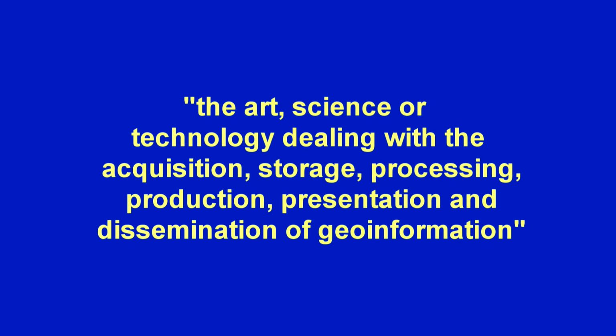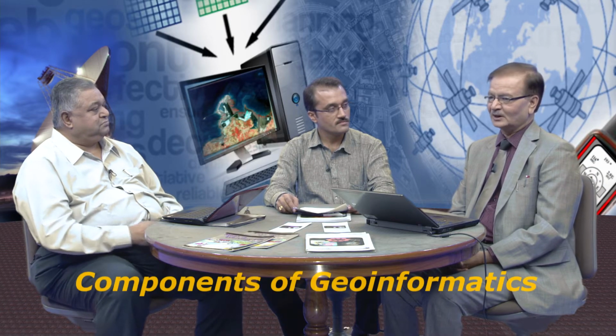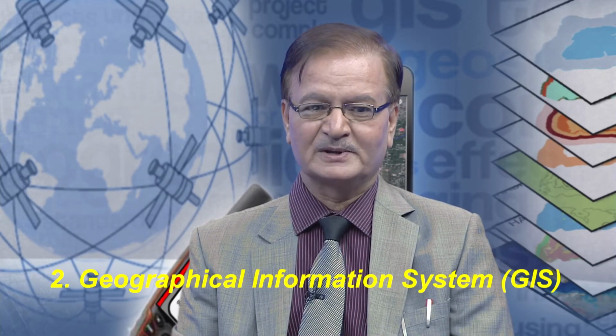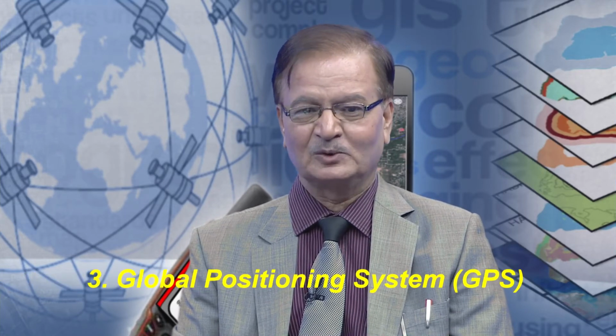of the information. In other words, it can also be put like this: it is the art, science or technology dealing with the acquisition, storage, processing, production, presentation and dissemination of geoinformation. It comprises three systems. One is remote sensing, which is basically a data acquisition platform, active data acquisition. Then we have geographical information system, which is a tool which stores and analyzes the geospatial data, and global positioning system, with which you are familiar because it is available in your mobiles and it is used for many purposes like tracking of vehicles, tracking of ships, etc.